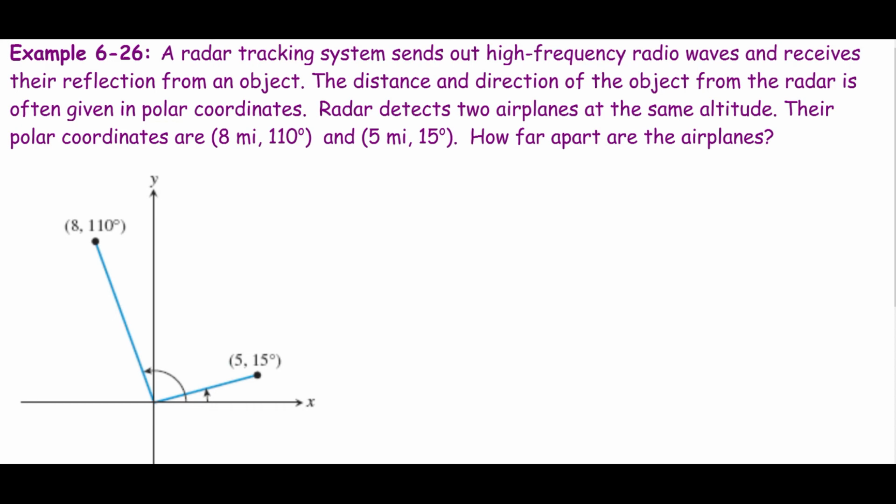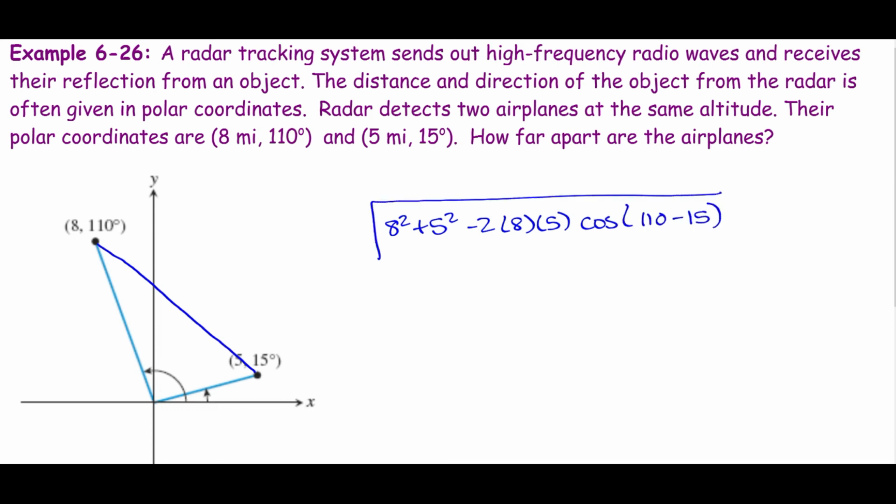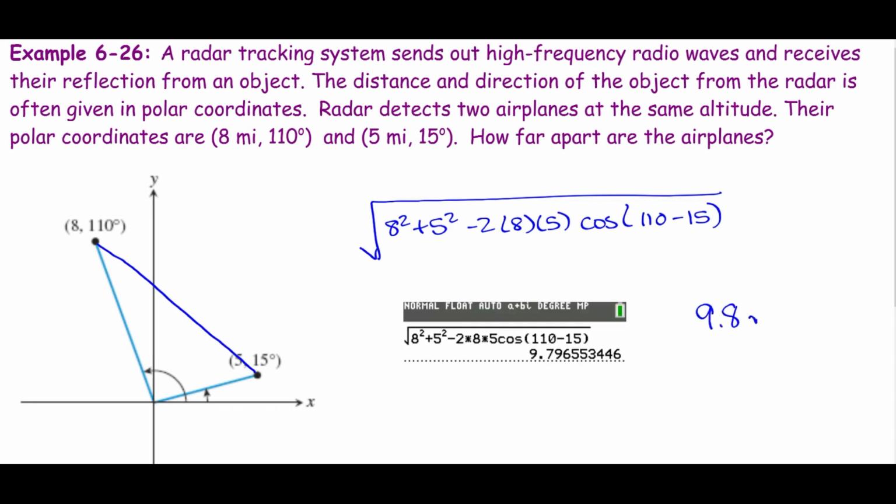So another example here, we're looking at radar tracking. We've got these 2 points and we want to find the distance between the 2 airplanes that are noted by these 2 points. So I'm trying to find this distance. So again, we're going to say 8 squared plus 5 squared minus 2 times 8 times 5 cosine 110 minus 15. And then we need to square root that in order to get the distance. And we end up with about 9.8 miles.